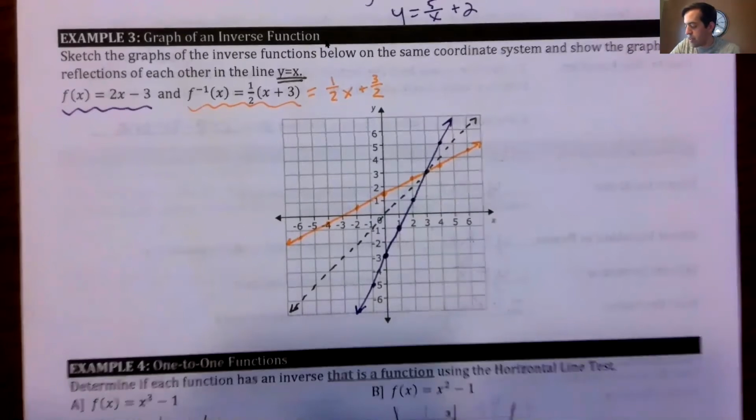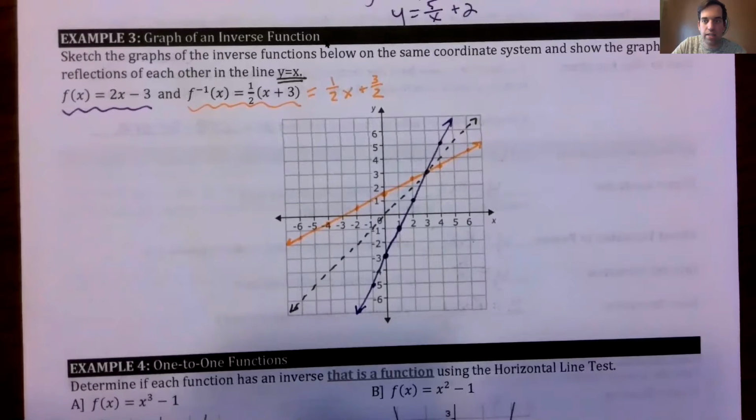All right, we're going to move on to example 4, but I can tell that my screen is lagging a little bit, so I'm going to pause for a second, try to fix it, and then come back.